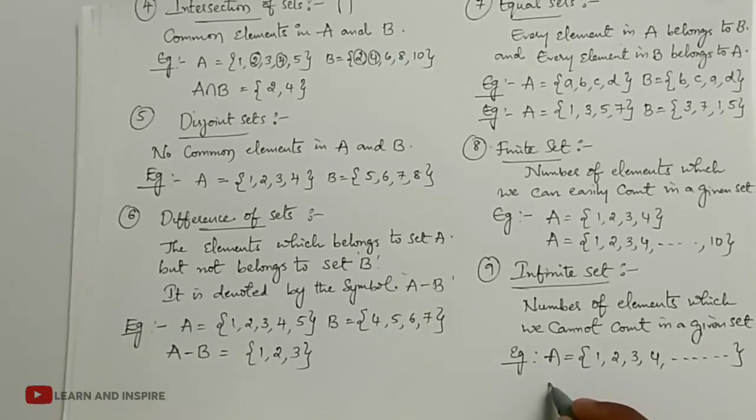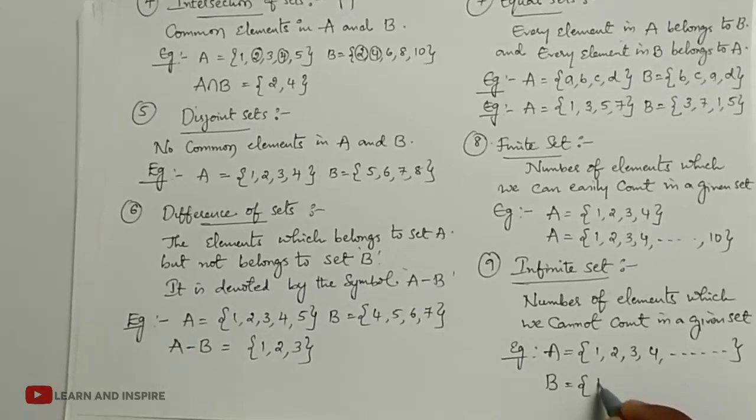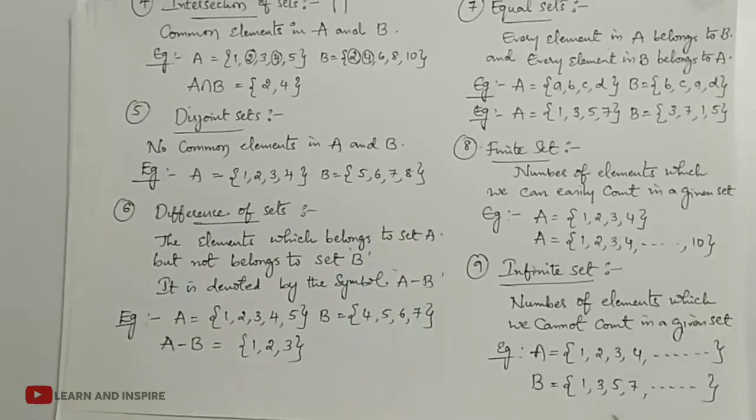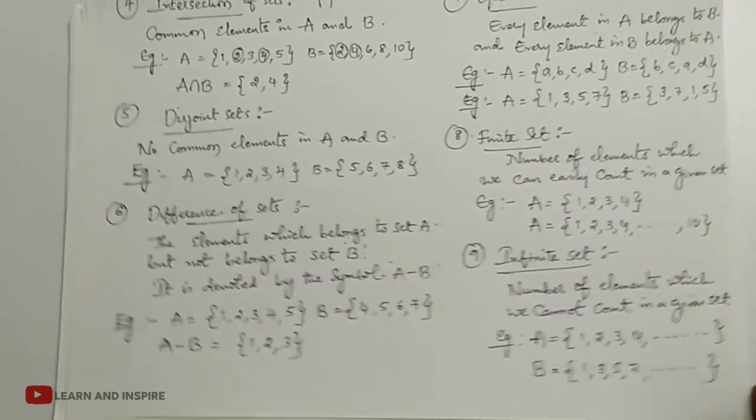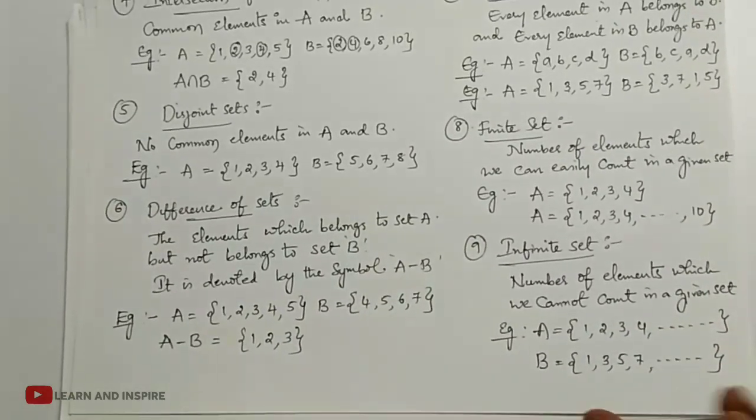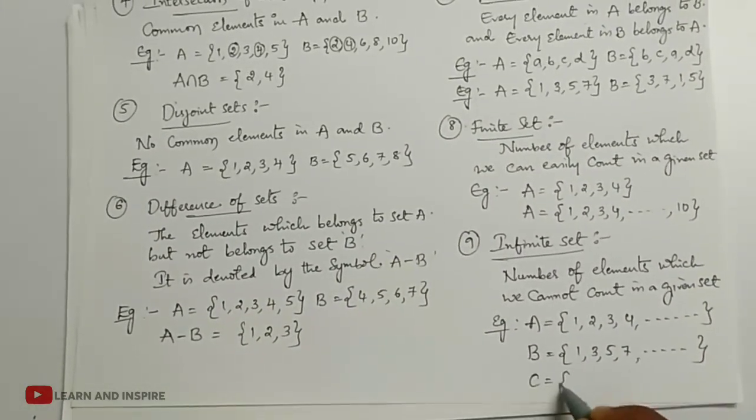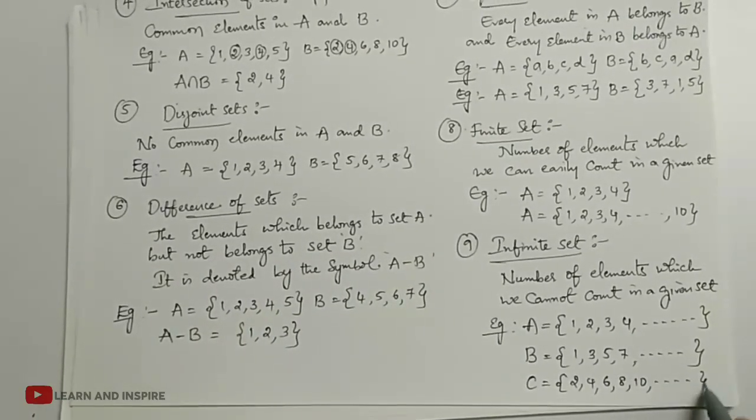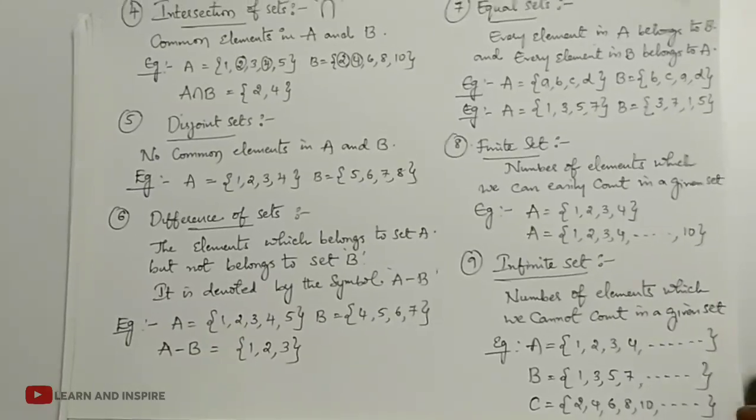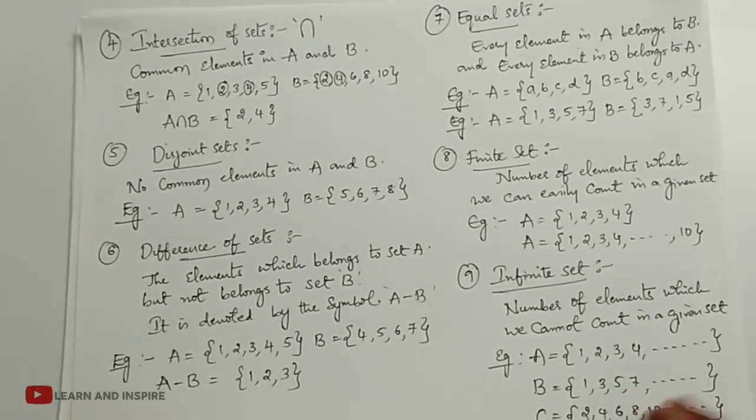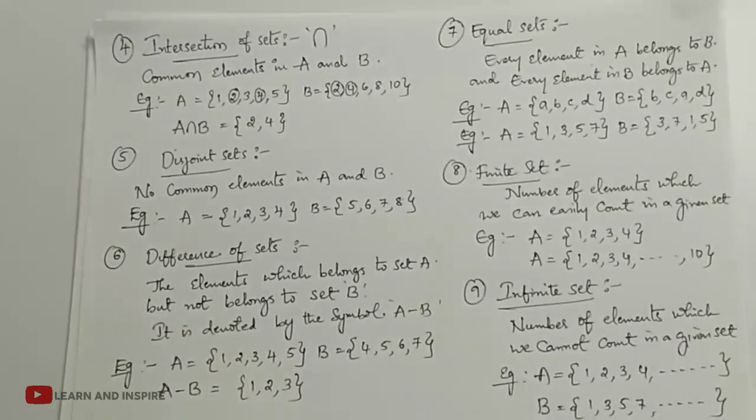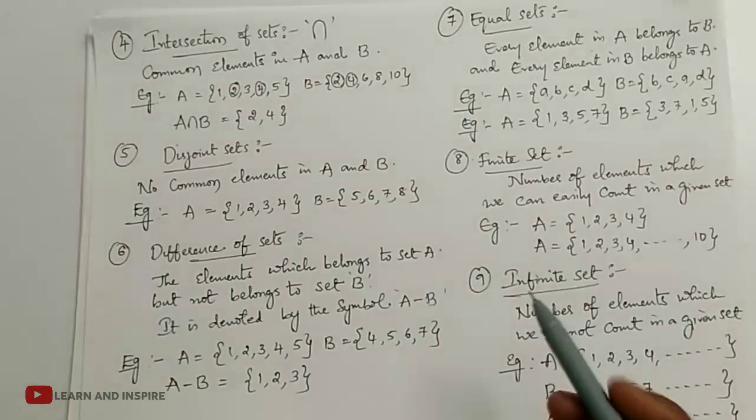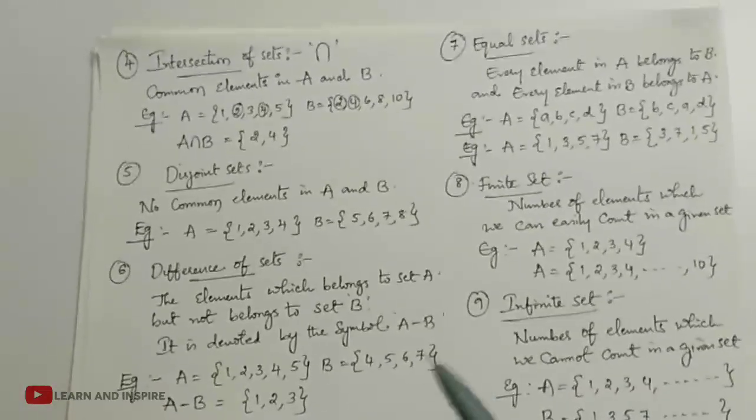Another example, set B is equal to 1, 3, 5, 7, and so on. These are odd numbers, and we cannot count the number of elements in the given set. Set C is equal to 2, 4, 6, 8, 10, and so on. These are even numbers, and we cannot count the number of elements. There are infinite elements, so such a type of set we call an infinite set.